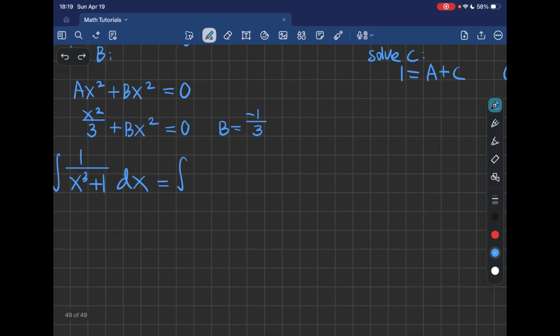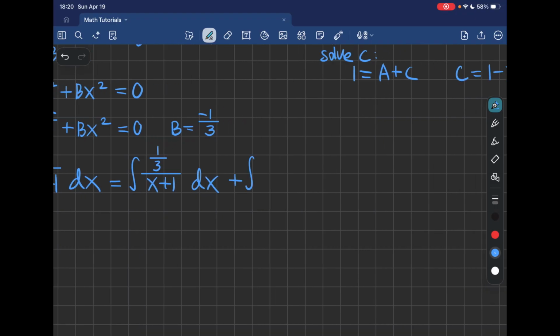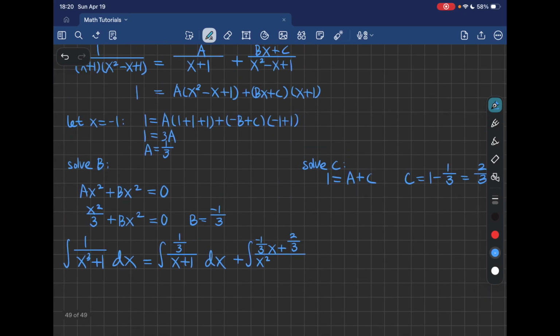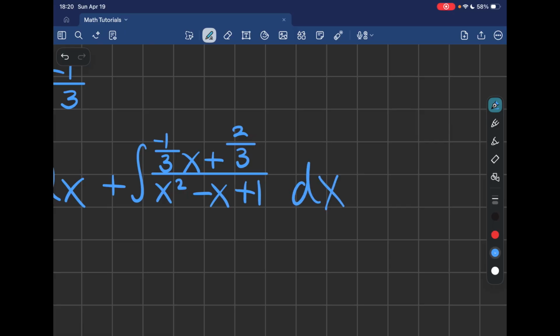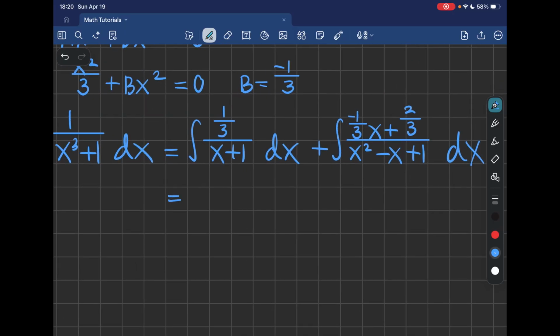So we have a is 1 over 3, that over x plus 1, and then dx, plus the integral of negative 1 over 3 x plus, like bx plus c, right? So c is 2 over 3. Then the last thing over x to the power of 2, and then minus x plus 1 dx. So this one is a lot easier to integrate, so we can do that directly.